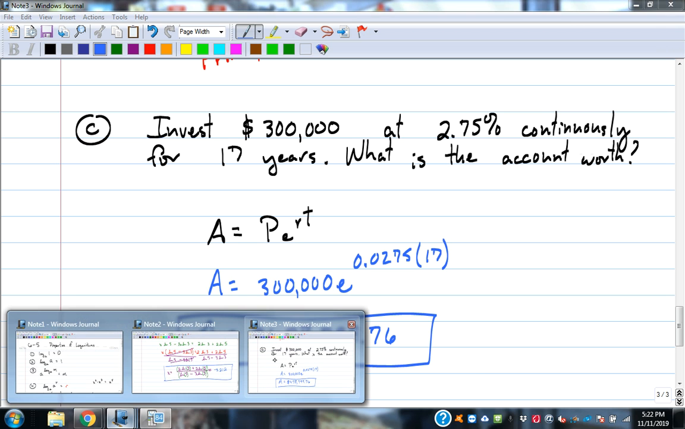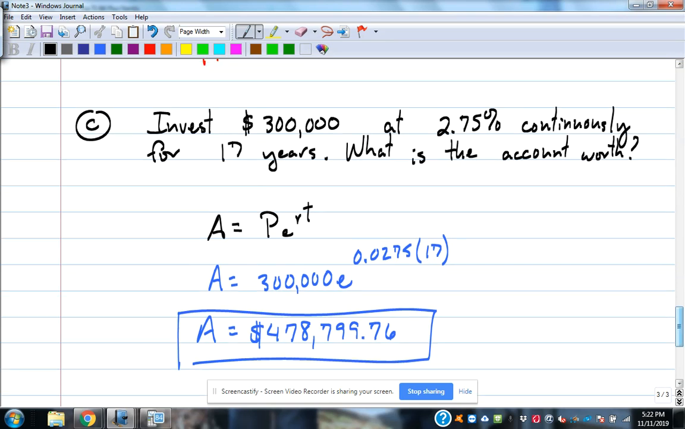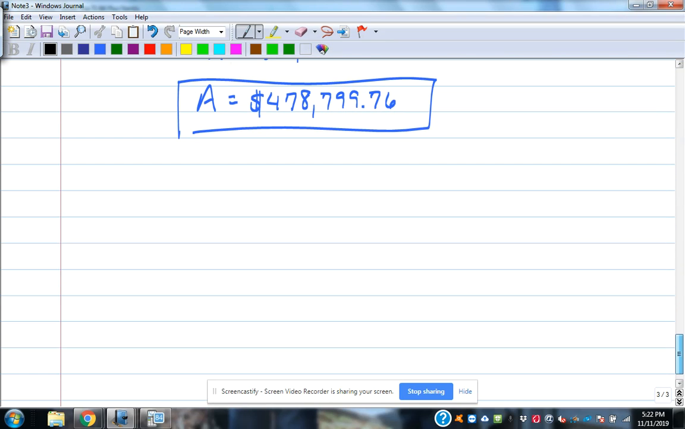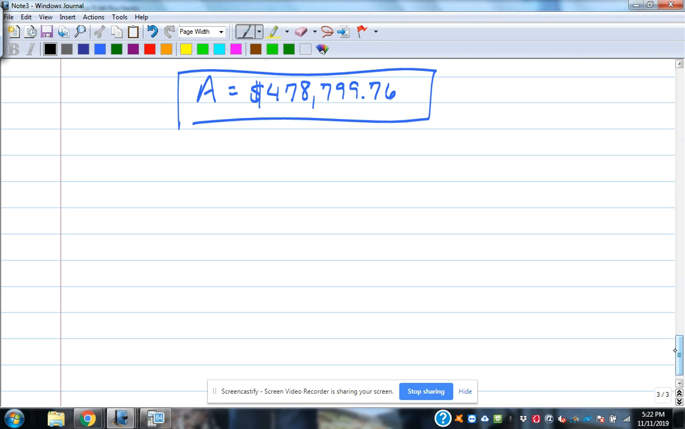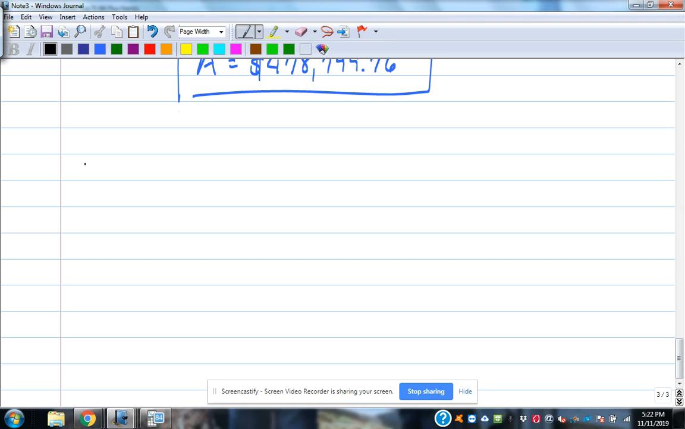Which will probably just barely pay for the insurance. So the nurses are taking care of me in the nursing home. Oh, that's where your money's coming from. All right. Last one. We're done for the night.